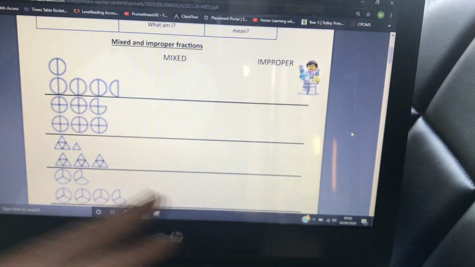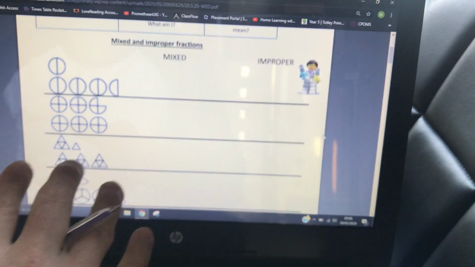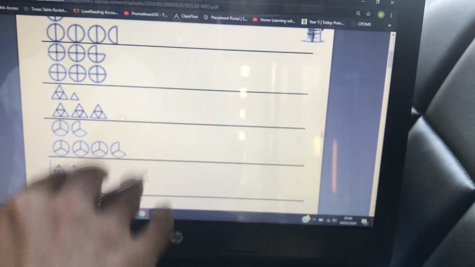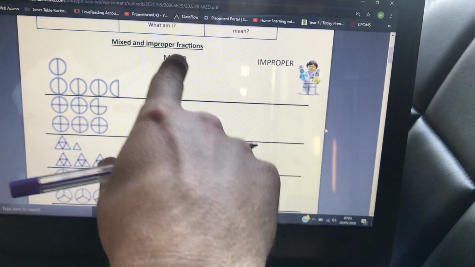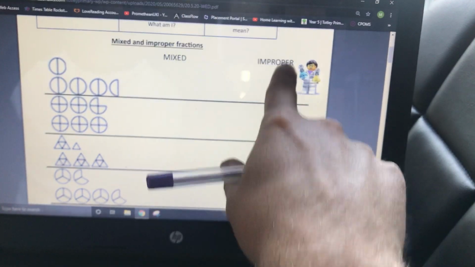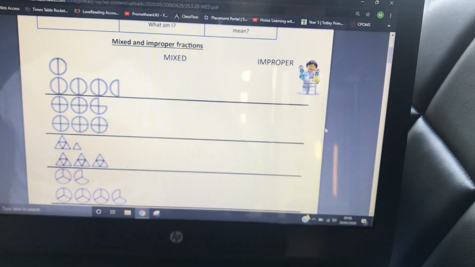So this first sheet here would be kind of like your require or fine. You've got pictures to represent fractions, and you notice we've got mixed and we've got improper. All you need to do here is just write the fraction for each one.